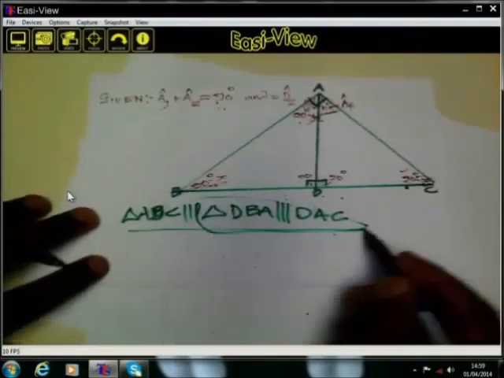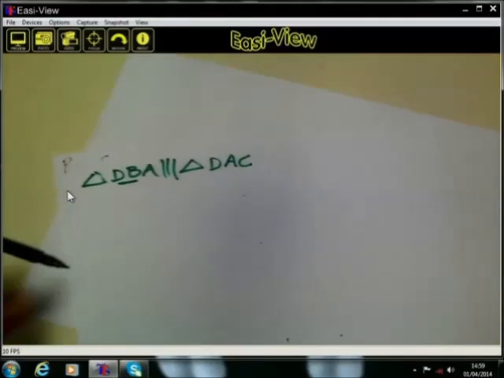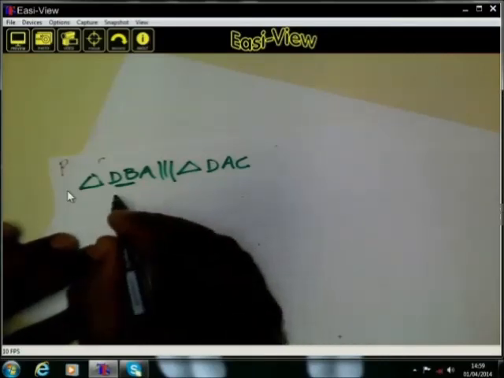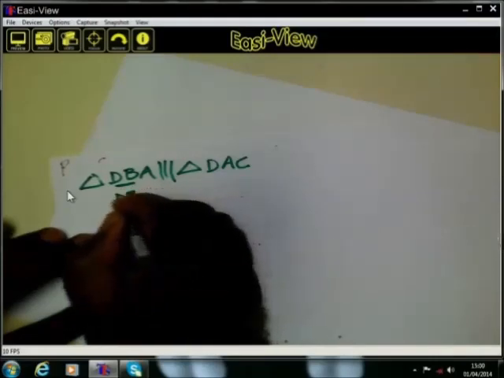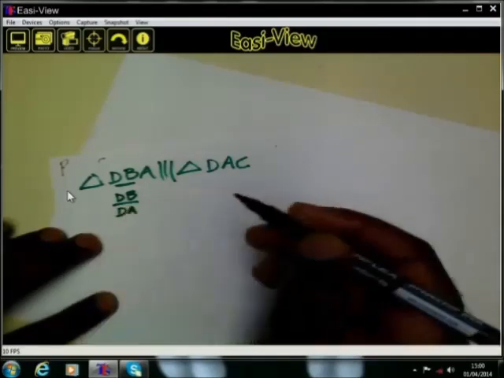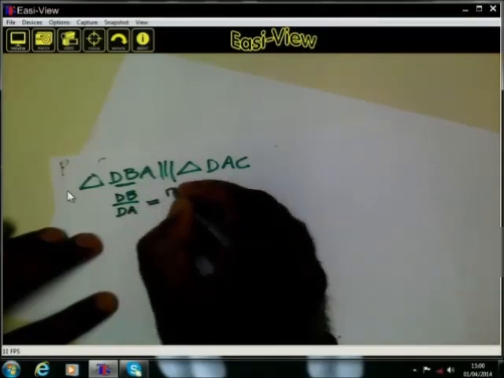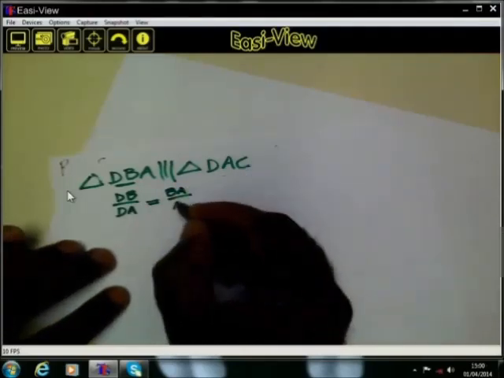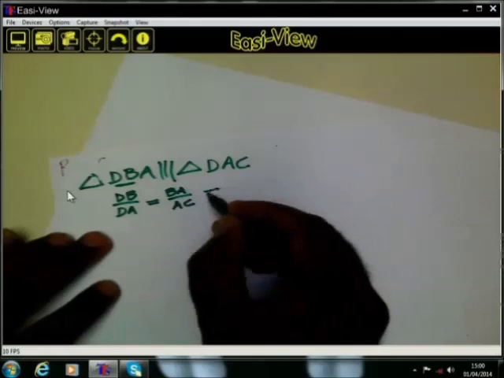Now I'm looking at this. We are saying if that is the case, then we can come up with this conclusion to say DB over what from that triangle? It must be over DA or AD. This must be equal to BA over what from that triangle? AC.